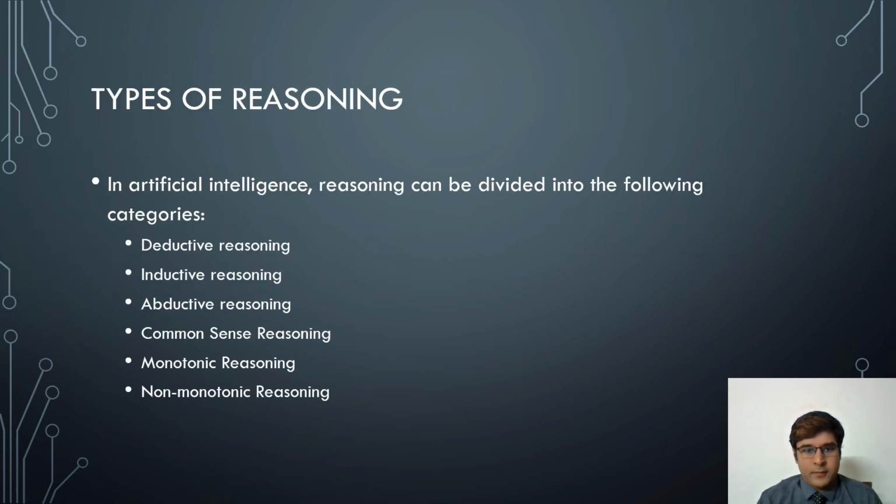Now we study a very important topic, types of reasoning. In artificial intelligence, reasoning can be divided into the following categories. First one is deductive reasoning, next inductive reasoning, next abductive reasoning, next common sense reasoning, another one is monotonic reasoning, and finally non-monotonic reasoning. We will discuss each of them in detail now.